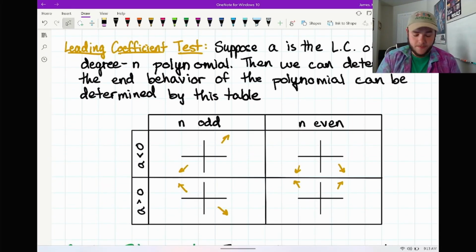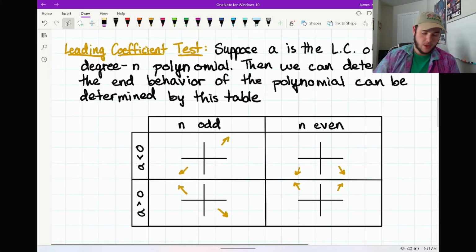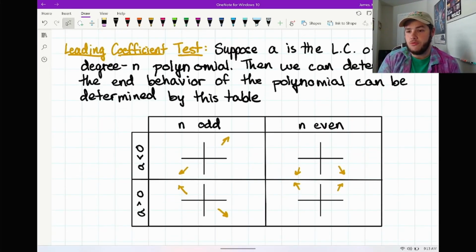One last tool that we're going to need is what is called the leading coefficient test. So suppose a here is the leading coefficient and n is the degree of the polynomial. Then the end behavior can be determined by this chart, right? So I've got it organized in a chart, but you don't necessarily need the chart to remember this information. Because if it is an odd polynomial, one end of the graph is going to go in the opposite direction from the other, right? In both of these cases.